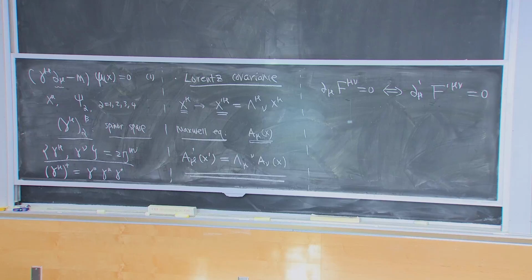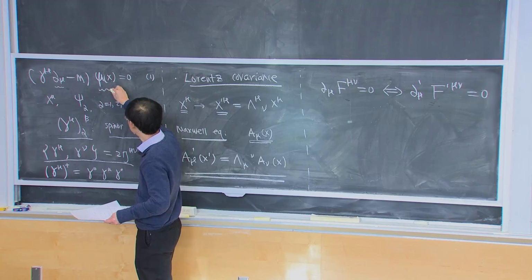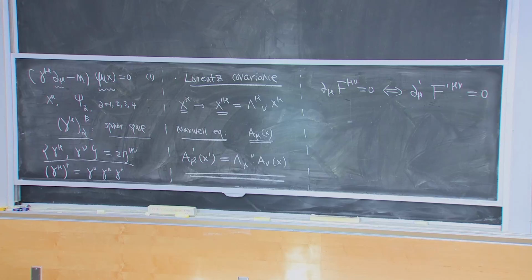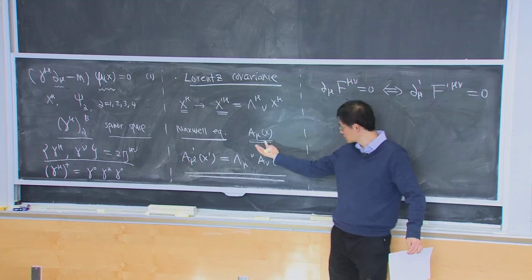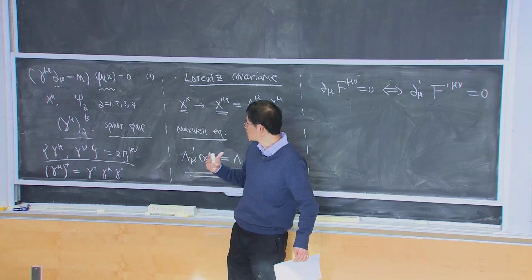So now let's go to the Dirac equation. In the Dirac equation, again, we need to ask how ψ should transform under a Lorentz transformation. But now this ψ is a completely new object. It's not like in the Maxwell case, where we know this is a space-time vector, so you can easily guess how it should transform. This spinor space is completely new, so we have to figure out how ψ transforms.